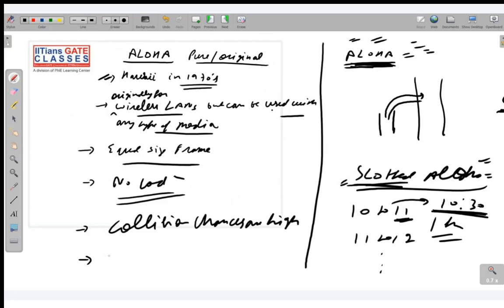For 2 TP time, that is round trip time. 2 into TP, like this. For 2 TP time, that is RTT, round trip time.